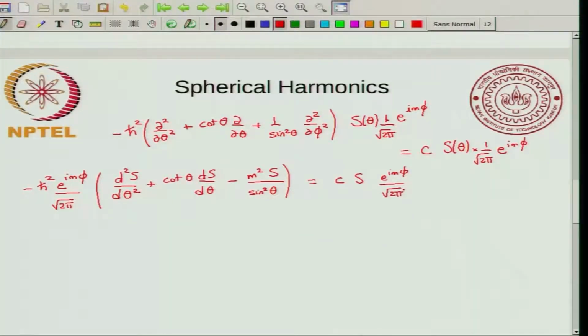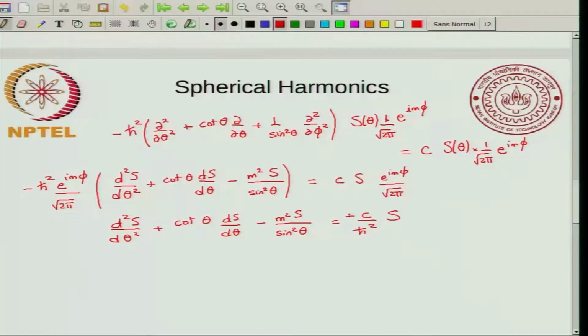Okay, so I can just cancel the e to the i m phi on both sides, and what I am left with is a differential equation that involves only S. Let me write down the differential equation. I will take the h bar square to that side. So what I will have is d square S by d theta square plus cotangent theta dS by d theta minus m square S divided by sine square theta is equal to minus c by h bar square times S. Okay, so this is a differential equation that we have to solve for S.